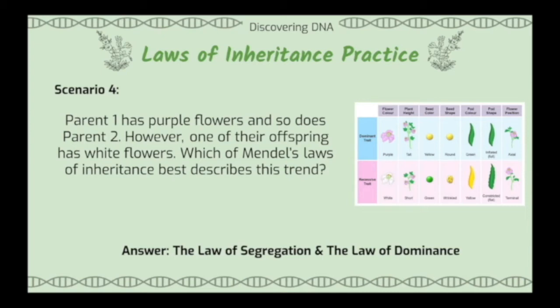However, since we see the parents displaying the dominant purple flower phenotype, they must also have the dominant allele, which makes them heterozygous. The law of segregation explains why the offspring gets 1 allele from each parent, and the law of dominance explains why the parents had purple flowers, but the offspring had white flowers.